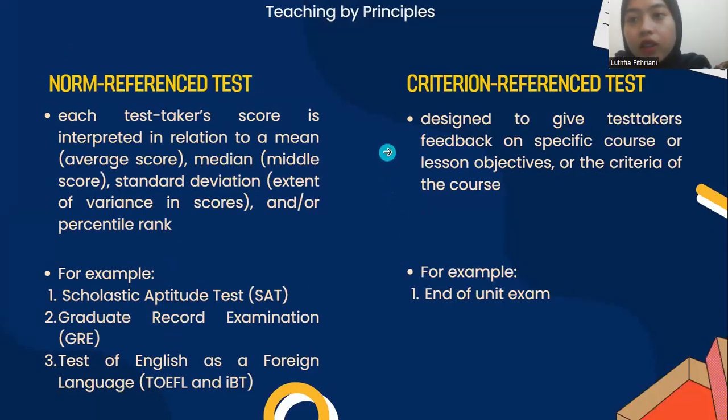On the other hand, a criterion-referenced test is a test that is designed to give test taker feedback, or student feedback, on specific course or lesson objectives, or the criteria of the course. For example, end of unit exam.